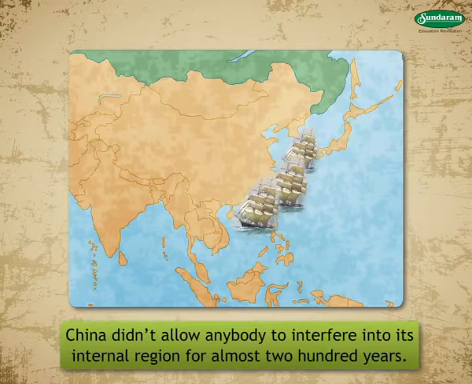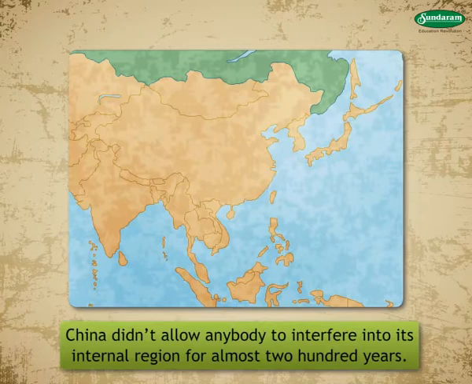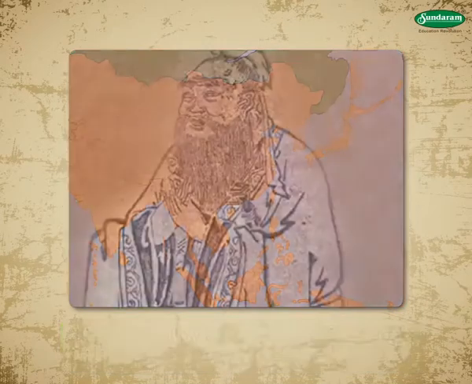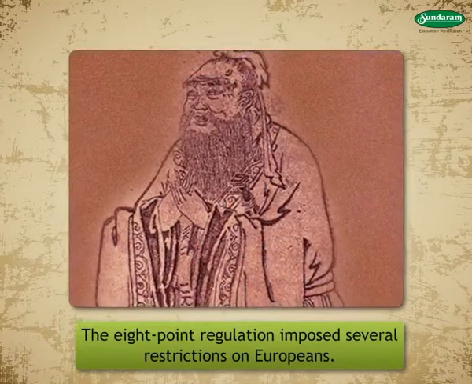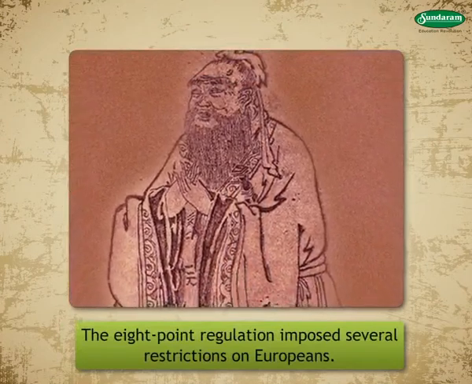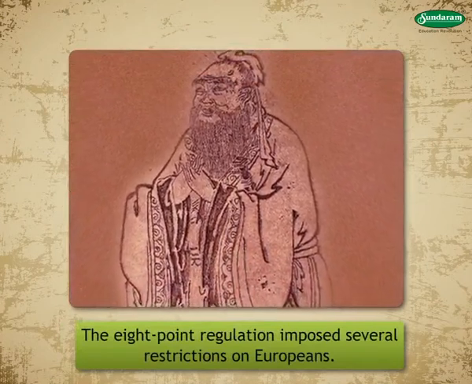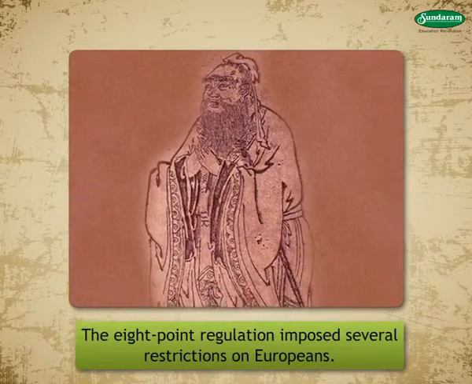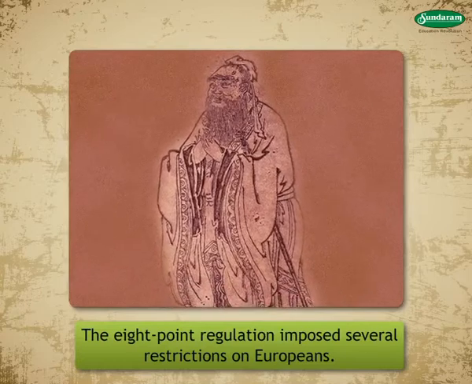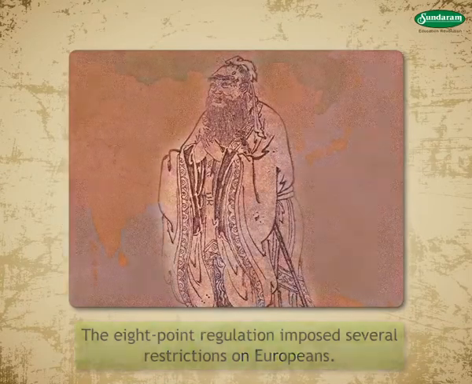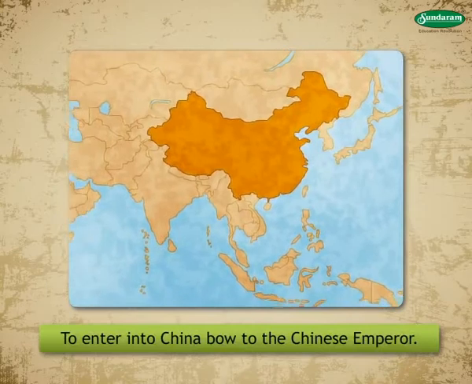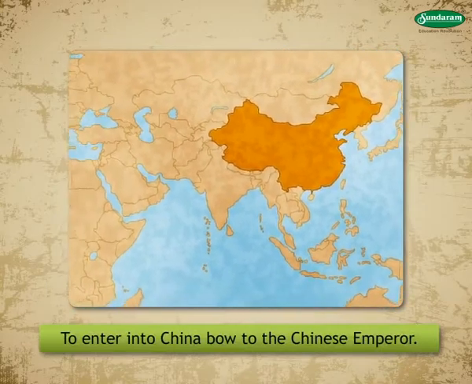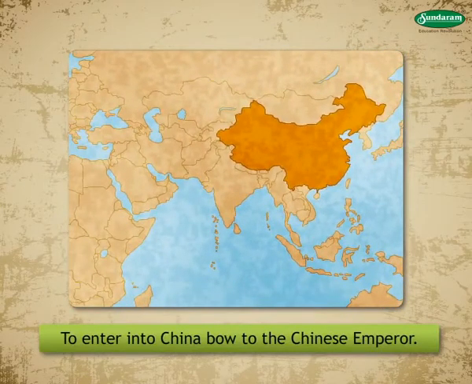Nevertheless, China didn't allow anybody to interfere in its internal region for almost 200 years. The Chinese society was modeled on the ancient Confucian philosophy. The 8-point regulation announced by China imposed several restrictions on Europeans. Those who wanted to enter China were made to bow to the Chinese emperor.